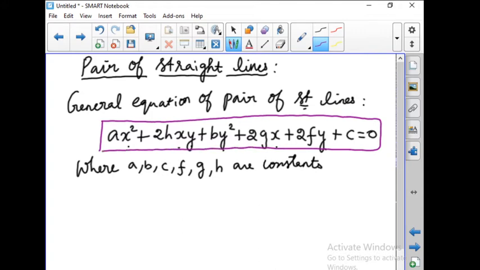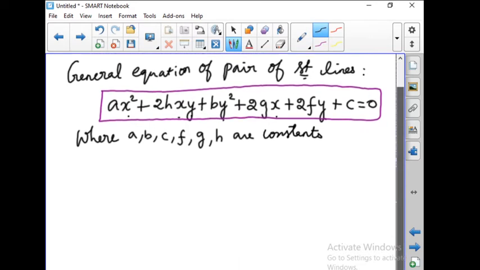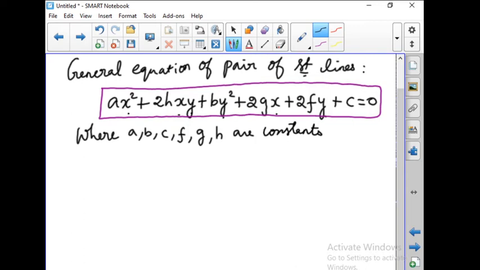So you have to be thorough with this. That is the general equation of the pair of straight lines. Because when we study the general equation of the circle next, this and that will get confused. So be clear that this is the general equation of the pair of straight lines. When it passes through the origin, let us take a note. Pair of straight lines passing through origin.